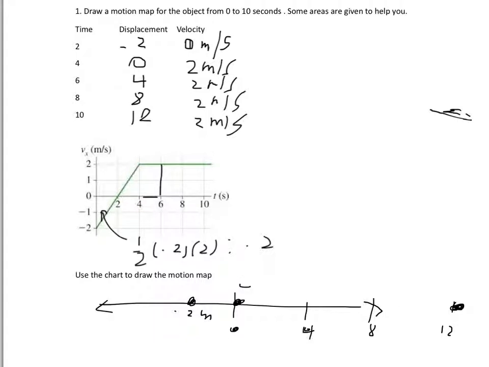So again, this is 0, 2, 4. You know what? I don't like that. Let me change the color so that we get the time and the position distinguished from one another. So this is 0 seconds, 2 seconds, 4 seconds, 6 seconds, 8 seconds, and 10 seconds right there. All right, so that's the motion map.